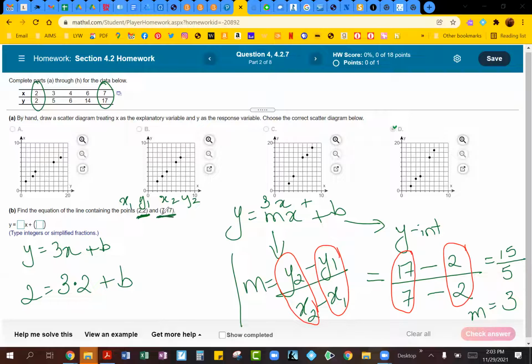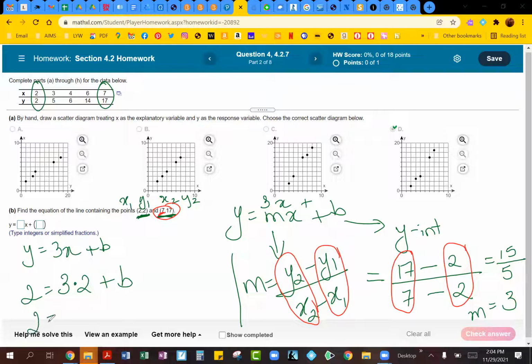If you use the other ordered pair, then for the y, you would use 17 here. Our slope, of course, is 3. Your x value was 7. This guy could be 7. And based on that, you can also calculate your b. So it doesn't matter whichever ordered pair you want to use. We're just going with the 2 and 2 ordered pair. So I'm going to get rid of this. But like I said, the other one will also work.